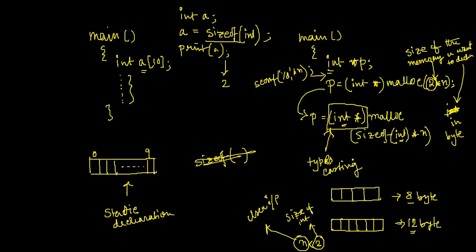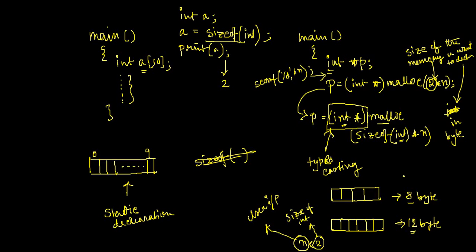So what is typecasting? We will discuss it later. But typecasting means it forcefully converts it to some int pointer, as simple as that. Int star means int pointer. And this malloc function takes as input the size, which I have defined in two ways: the size of the data type and the number of elements that I want. Since this n will vary from user to user, I can declare this memory location dynamically.